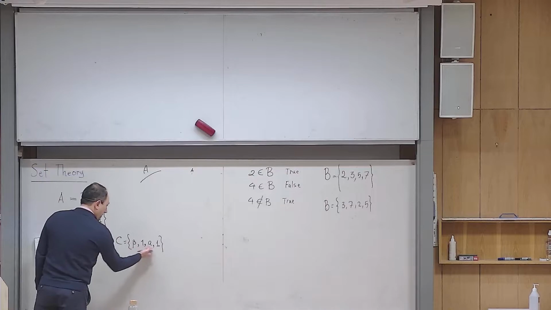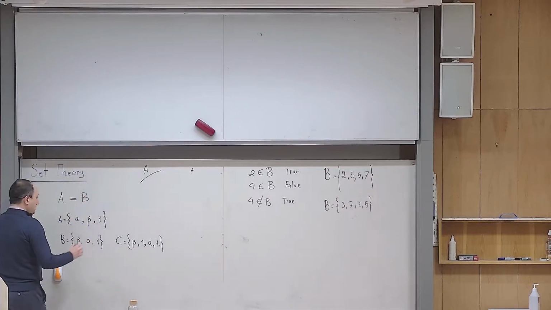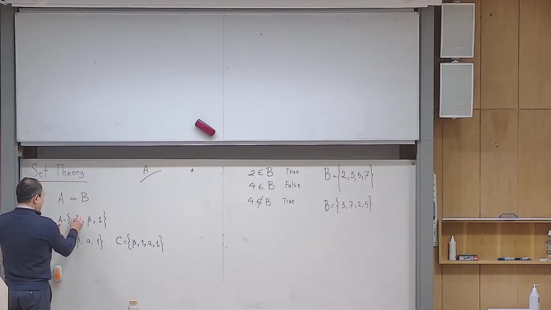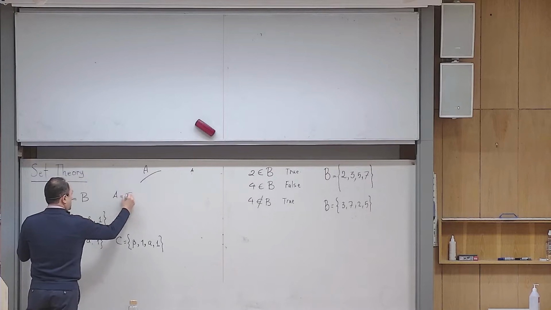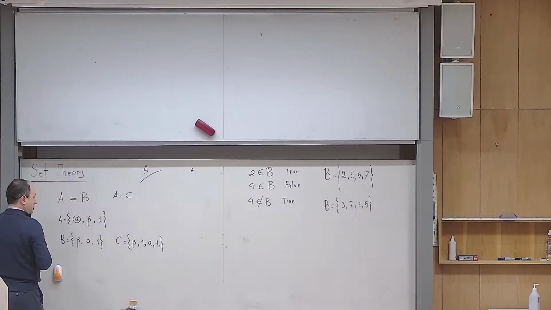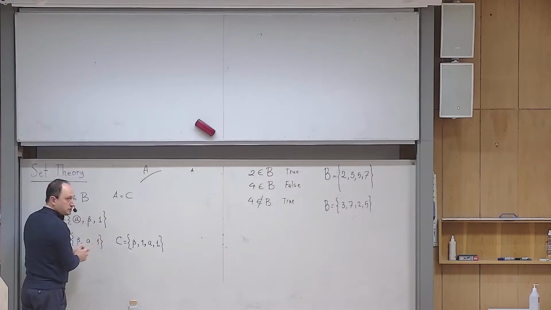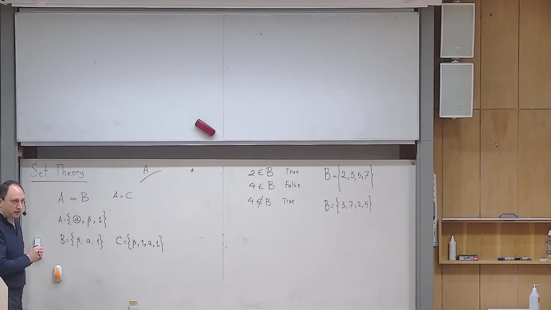Okay, so you see 1 is repeating itself. So this is the way that you need to think. You pick an element from here. I want to understand why A is equal to C. A is equal to C because every element in A is an element of C, and vice versa. Every element of C is an element of A. Okay, that is the point.